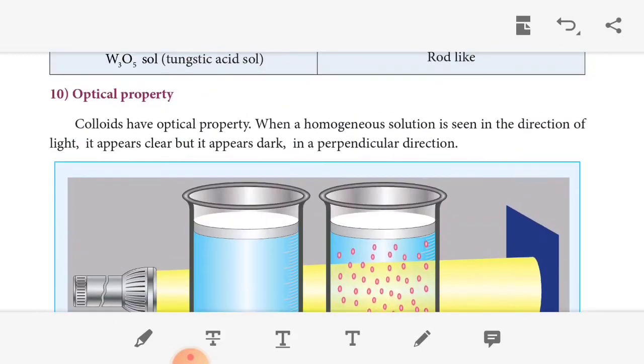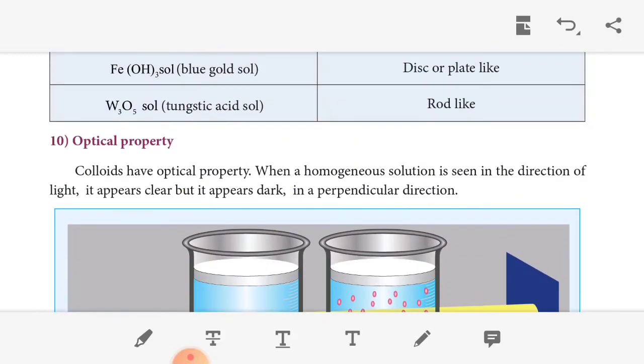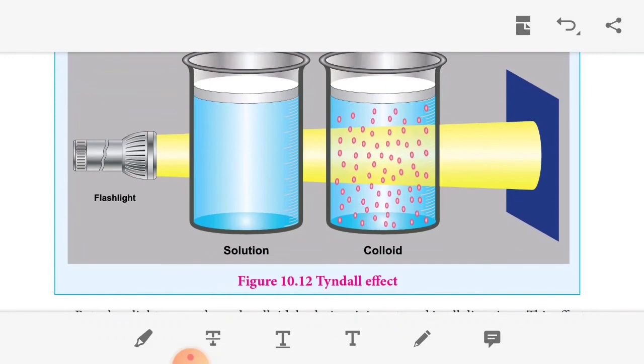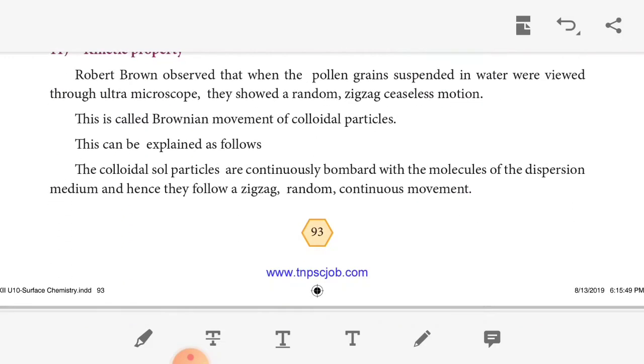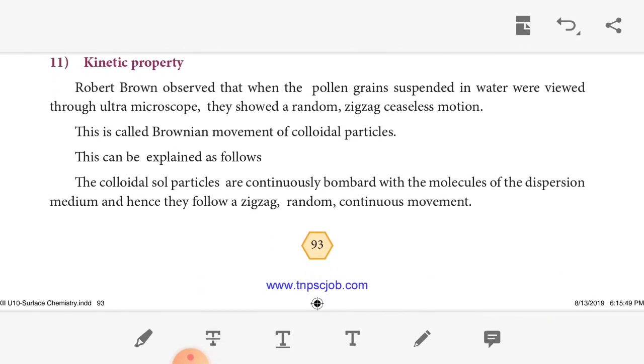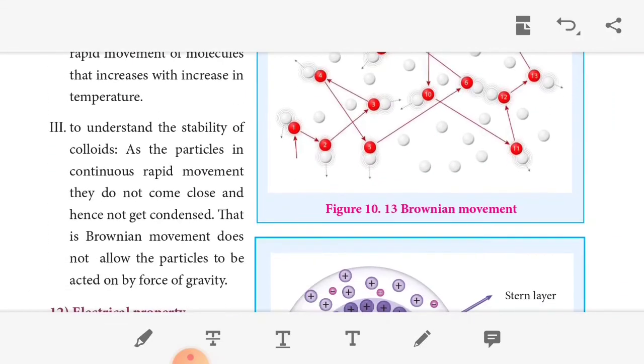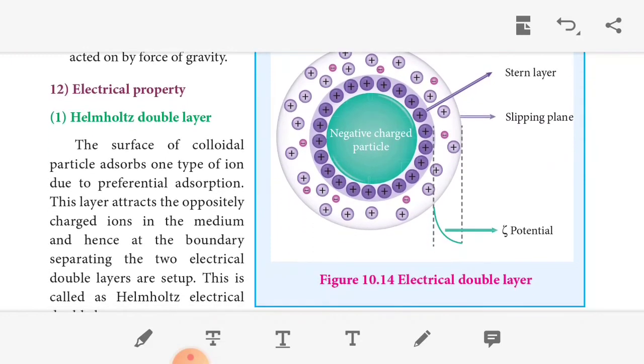Okay, in optical property, it may be asked: what is the Tyndall effect? It may be asked for 2 marks, so write the definition of the Tyndall effect. The next one, kinetic property. The question will be asked: explain Brownian movement, and what are the advantages of Brownian movement? The next one, electrical property. The question will be asked: explain the Helmholtz double layer. These are very important questions: Helmholtz double layer, Tyndall effect, Brownian movement, electrophoresis, electroosmosis.